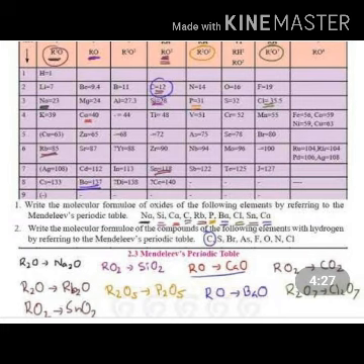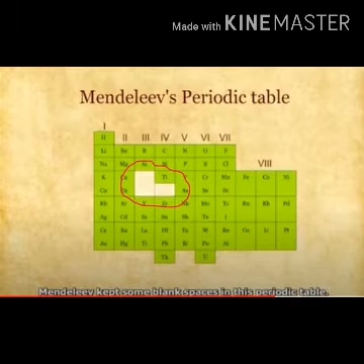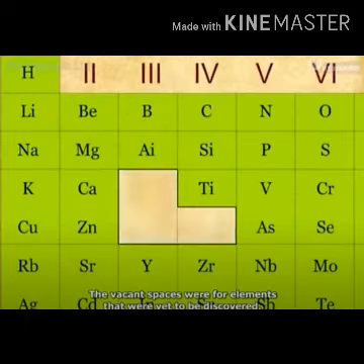As you can see, the example of oxide for R2O is Na2O. RO2 is SiO2. RO is CaO. RO2 is CO2, etc. Similarly, it is applicable with hydrogen. RH4 will become CH4, RH3 will become NH3. The merits of the Mendeleev periodic table are: Mendeleev kept some blank spaces in this periodic table. The vacant spaces were for the elements that were yet to be discovered.